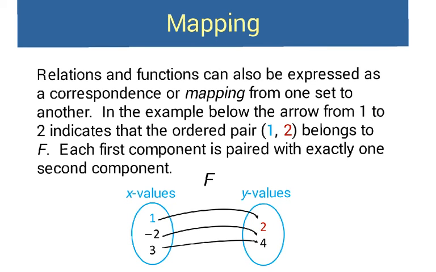Okay, another way we can look at relations is through something called mappings. Mappings from one set to another. In the example below, this arrow from 1 to 2 belongs to the ordered pair (1, 2). And then we have -2 to 4, so that's (2, 4), and (3, 4). So this is just another way you can map your functions or your relations.